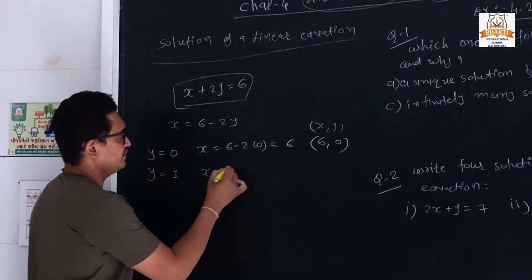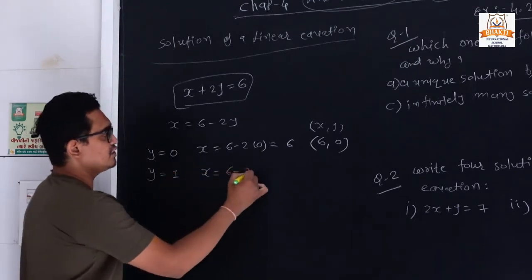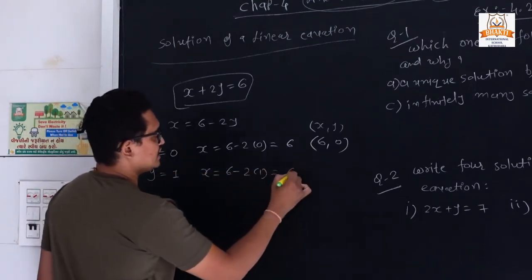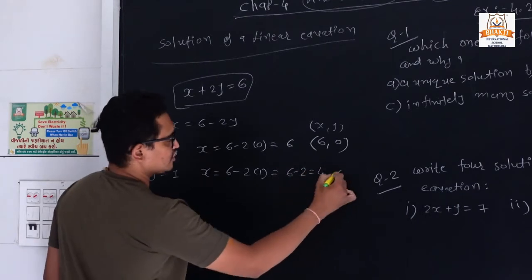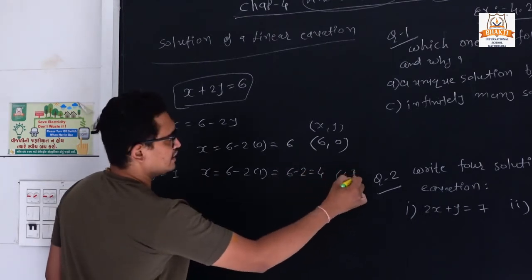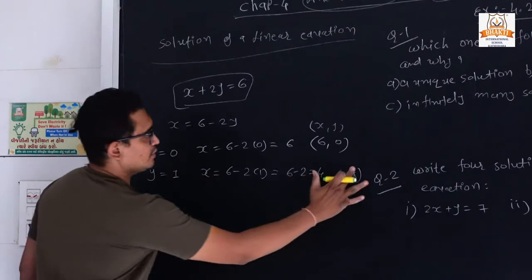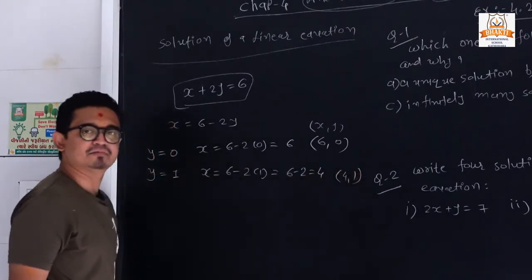Now next, we will put y is equal to 1. So 2 1s are 2, so the answer is 4. So what is our solution? 4 comma 1. Clear? 4 comma 1.